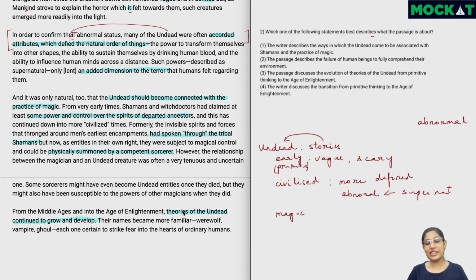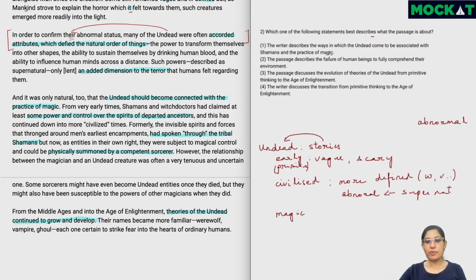We still have these stories or theories about the undead, and they're more defined. Now we have werewolves, vampires, and so on. But throughout, humans have been scared of the undead. So essentially, this entire passage is more or less about the undead, and we are exploring people's opinions and feelings and the characteristics attributed to them throughout time, from the ancient times till now.